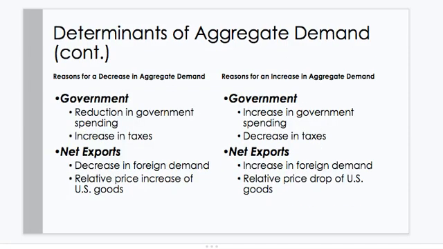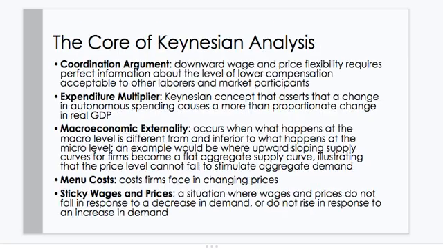Continuing along, for a decrease in aggregate demand: government, reduction in spending, increase in taxes; net exports, decrease in foreign demand, relative price increase in U.S. goods. For an increase in aggregate demand: government, increase in government spending, decrease in taxes; increase in foreign demand, this is for net exports, relative price drop of U.S. goods. The core of Keynesian analysis.